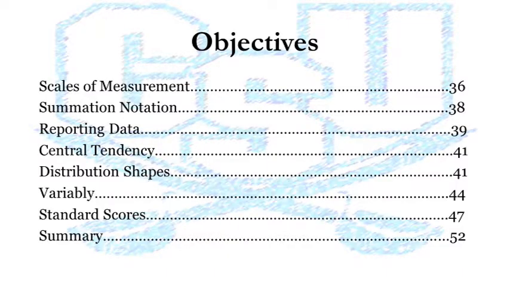So as always, I try adding context to these videos, and right here you're going to see the objectives that we're going to cover. Basically, we're going to cover scales of measurement, summation notation, reporting data, and central tendency in this video, where we'll cover distribution shapes, variability, standard scores, and the summary in the next one.